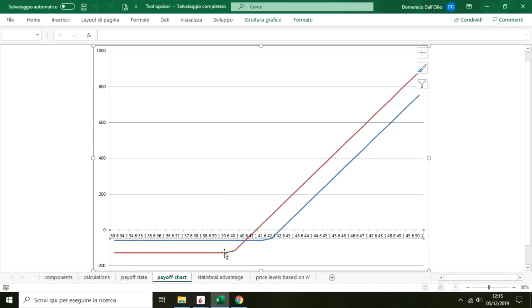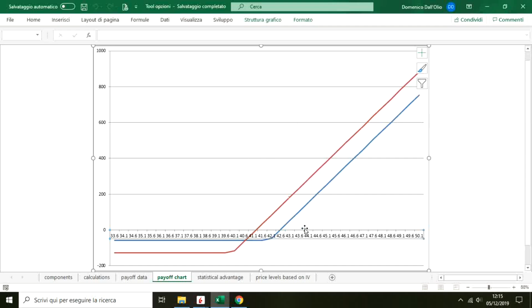Of course, this is a misrepresentation due to the fact that the macro is programmed to provide the payoffs every maybe $0.50 or something like that. The payoff will be a straight line up to the strike price, and only then it would become an increasing 45 degrees line.